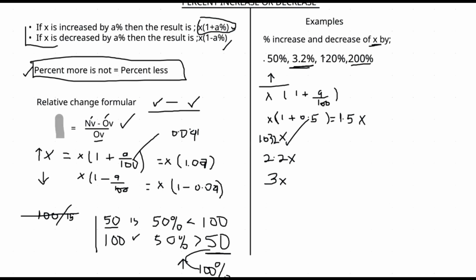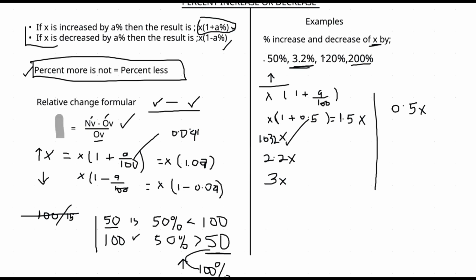Now we move to percent decrease. It's the same thing, but you just subtract. So in this case, you divide this by 100, you have 0.5. You subtract from 1, you get 0.5. So you have 0.5x for percent decrease by 50%.